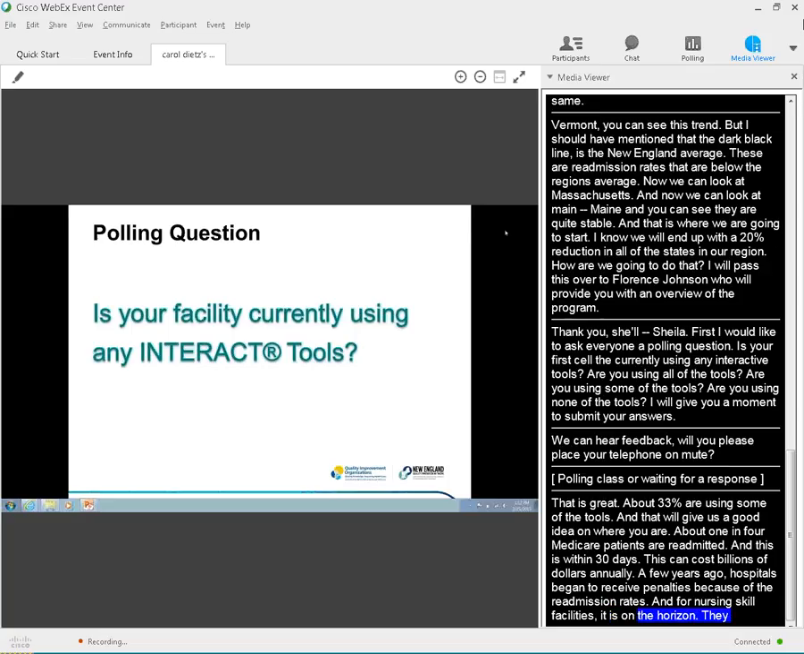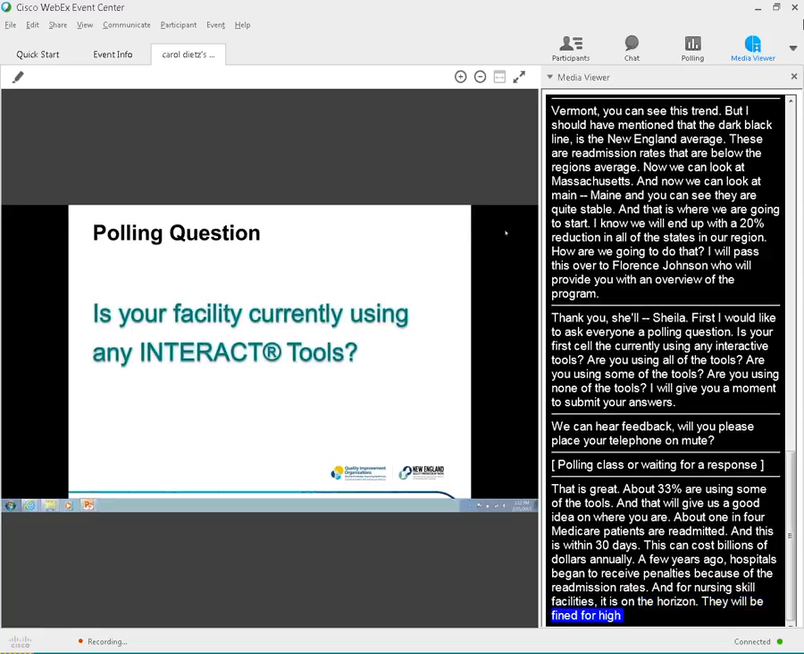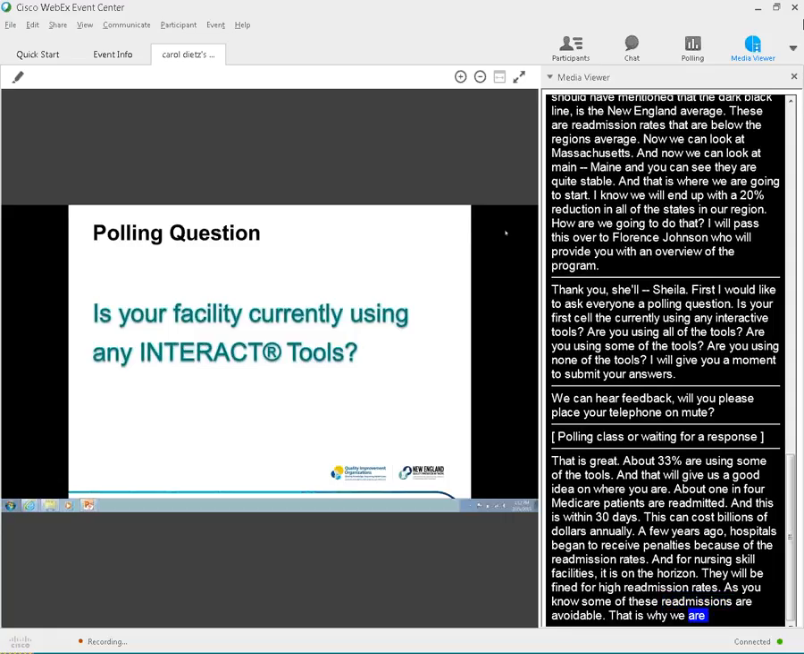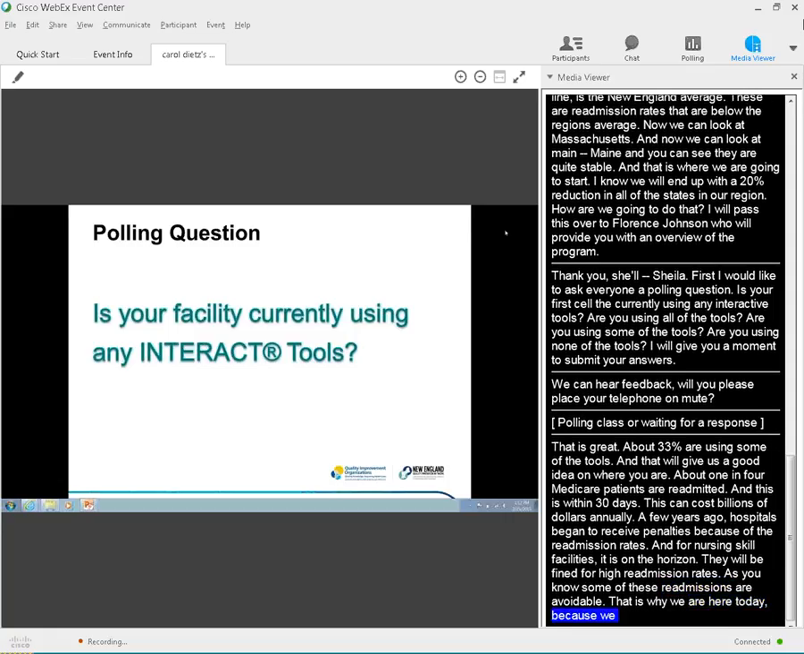And as Sheila also noted, many of these readmissions are avoidable. So that's why we're here today, because Interact is a program that can help you not only improve care and the quality of life, but it could also help you decrease your avoidable readmission rates.